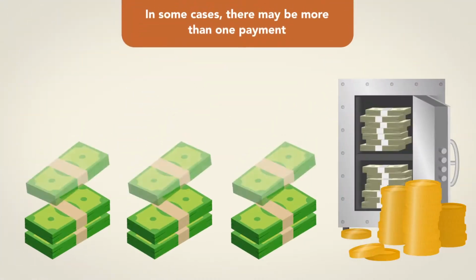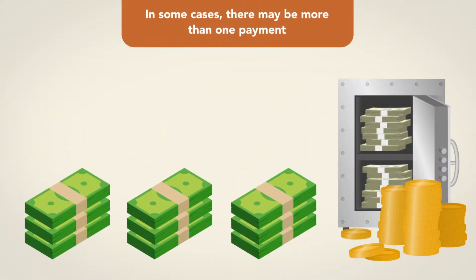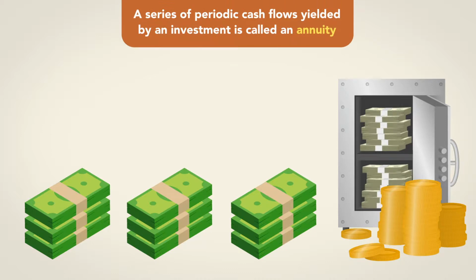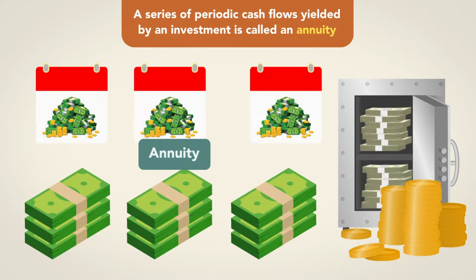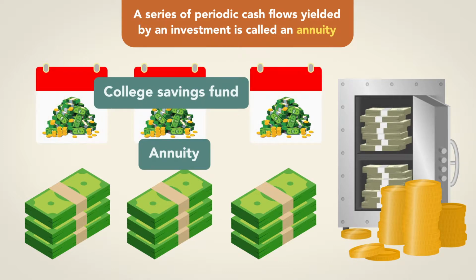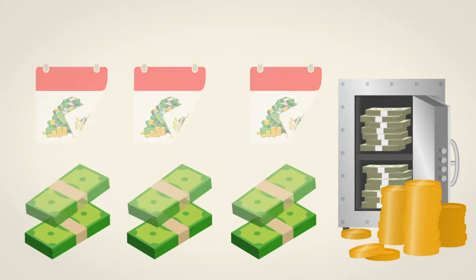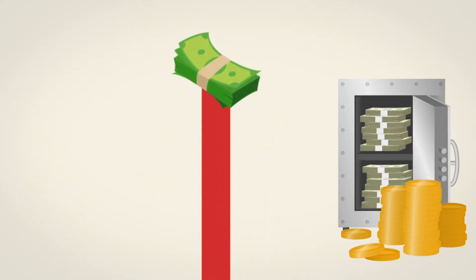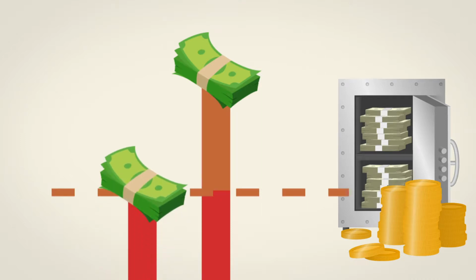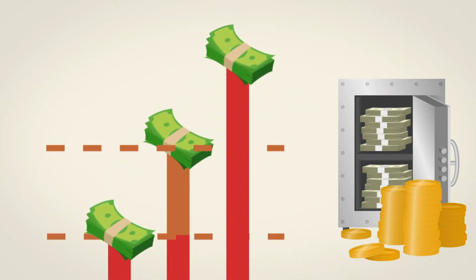In some cases, there may be more than one payment. A series of periodic cash flows yielded by an investment is called an annuity. An annuity may consist of a series of payments into an investment fund, such as a college savings fund, or a series of payments from an investment fund, such as a retirement fund. Each cash flow in the stream of payments would be discounted from its future value to its present value, and then added together in order to ascertain the fund's overall worth.